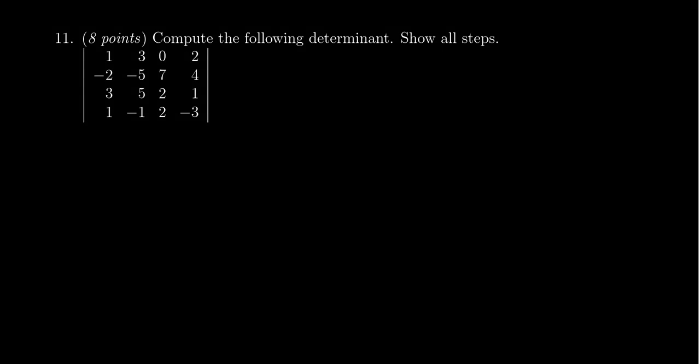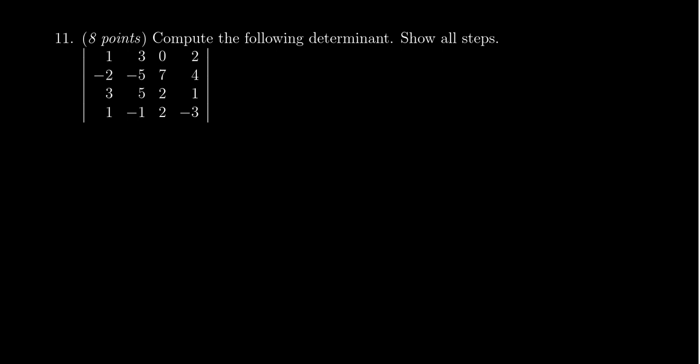In this video, we present the solution to question number 11 from practice midterm exam number 3 for Math 2270, in which we're asked to compute the following determinant. It's a 4x4 determinant we see right here, and we're asked to show all the steps. We can't just throw it in our calculator and write the right answer and expect this to be correct. Such a solution would give you no credit whatsoever. We need to show all the subsequent steps.